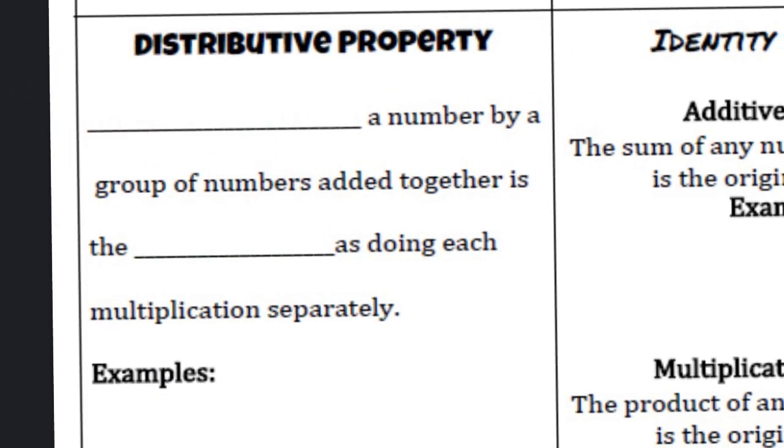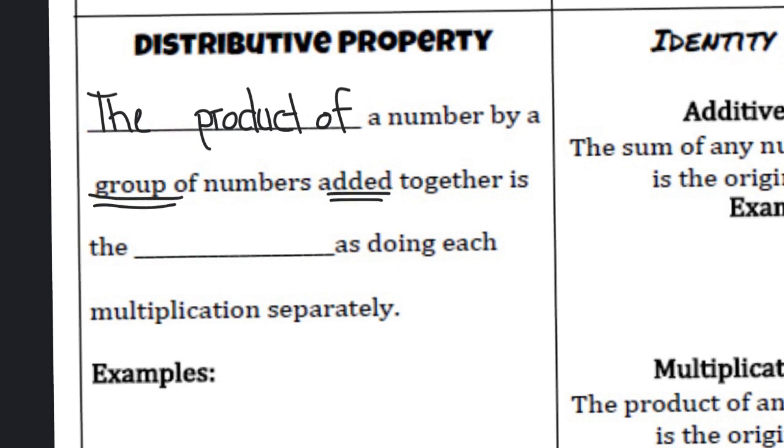Okay, for the distributive property, this is probably one of my favorite properties as well. I'd say it's my favorite out of all of them, just because I think it's fun. Okay, the product of a number, so we have to remember what the word product means. Product means the answer to a multiplication problem. The product of a number by a group of numbers added together, so group is really important, added together, is the same as doing each multiplication separately.